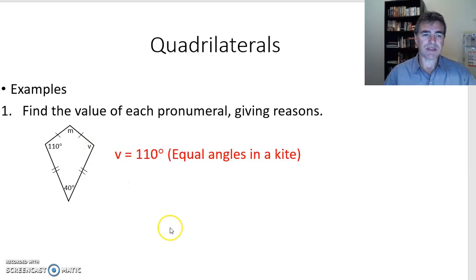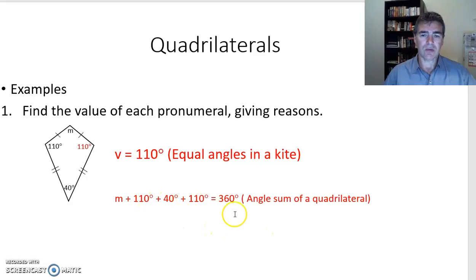Once we know that that's 110 degrees, let's make that replacement there so it makes it easier. And then we know 3 of the 4 angles in the quadrilateral, so all 4 of them should add up to be 360 degrees. So M plus 110 plus 40 plus 110, that way I don't miss any. Let's add those up to make it a little bit easier. Oh, almost forgot my angle here. My reason here, angle sum of a triangle. So don't forget to give your reason as you use it. Angle sum of a triangle.